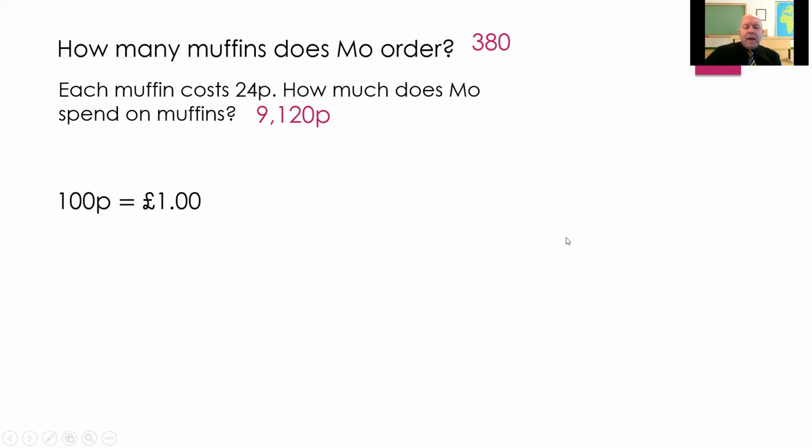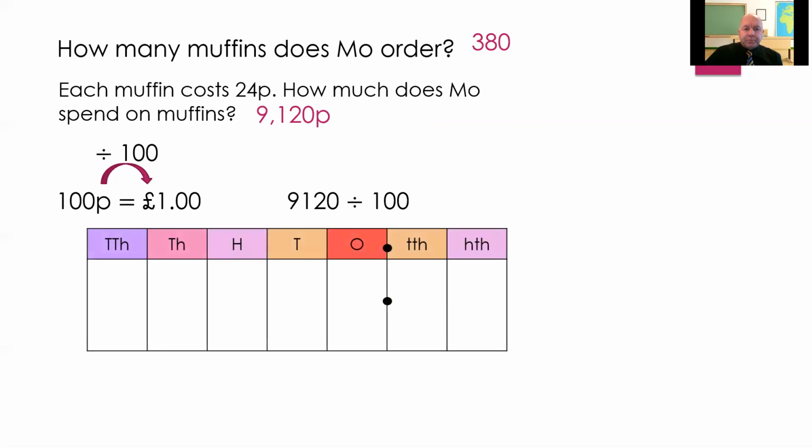Now, if 100 pence is the same as a pound, how much does Mo spend in pounds and pence? Okay. Well, we need to divide by 100. Okay, so 9,120 divided by 100. There's our 9,120. And to divide by 100, all the digits in the number need to move 2 places to the right, 2 places smaller.